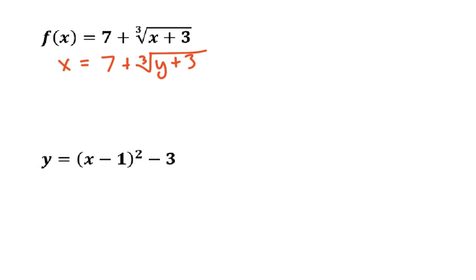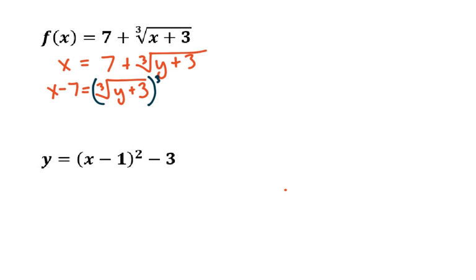So to do that, the first thing that we want to do is isolate our radical here. And we are going to do that by subtracting 7 from both sides. So we are going to get x minus 7 equals the cubed root of y plus 3. Now that we've isolated our radical, we want to get rid of our radical. We can do that by performing an inverse operation here, which is going to be to cube that radical.